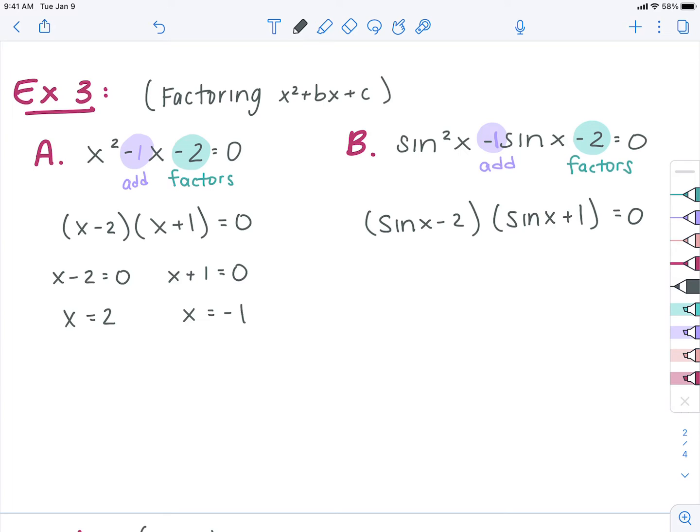And then just like before, I'm going to take each set of parentheses and set them equal to 0. So I have sine of x minus 2 equals 0 and sine of x plus 1 equals 0. And then I want to get the sine functions all by themselves. So then I get sine of x equals 2, and here I get sine of x equals negative 1.